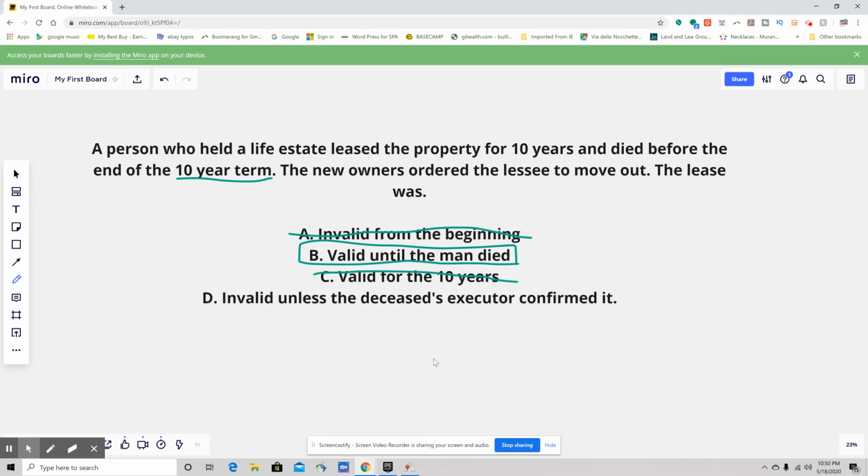When it comes to the ownership of real estate based on someone's life, that person who is the lessor in this situation does not hold the right to extend a lease past their ownership. They don't have that because they're not transferring their ownership or alienating it or dispositioning it in any manner, shape, or form. So D is also not going to be it. And guys, I hope this cleared it up for you. It is B. It is valid until the man died.